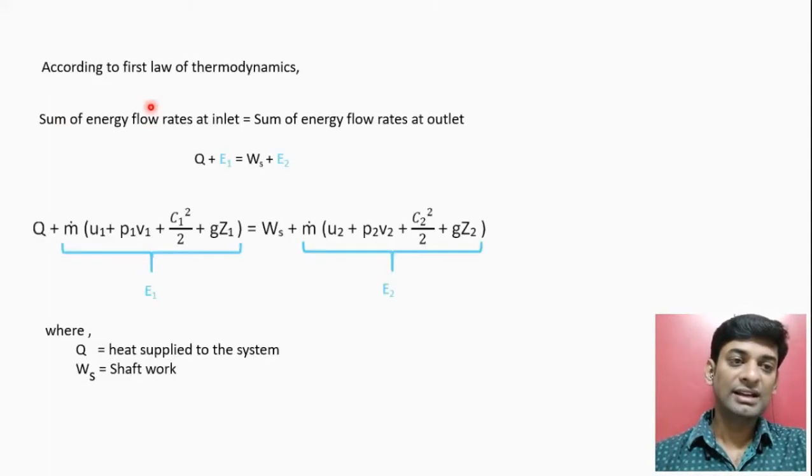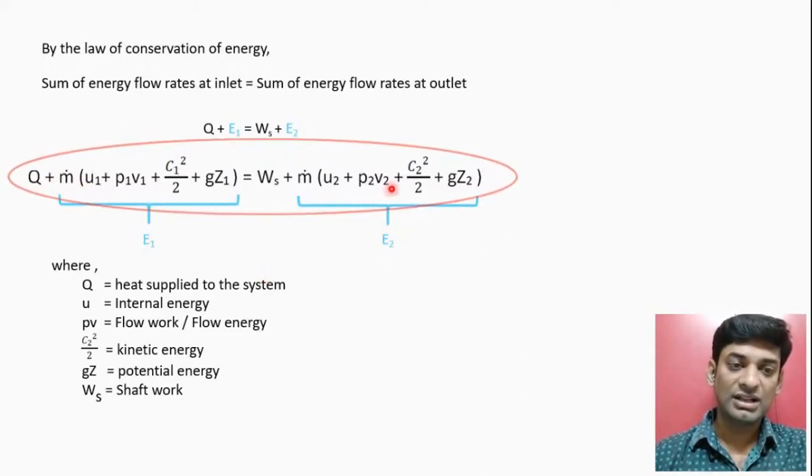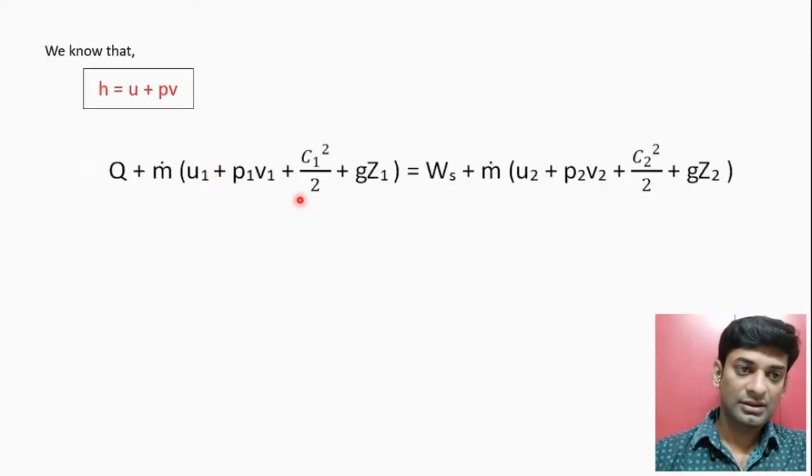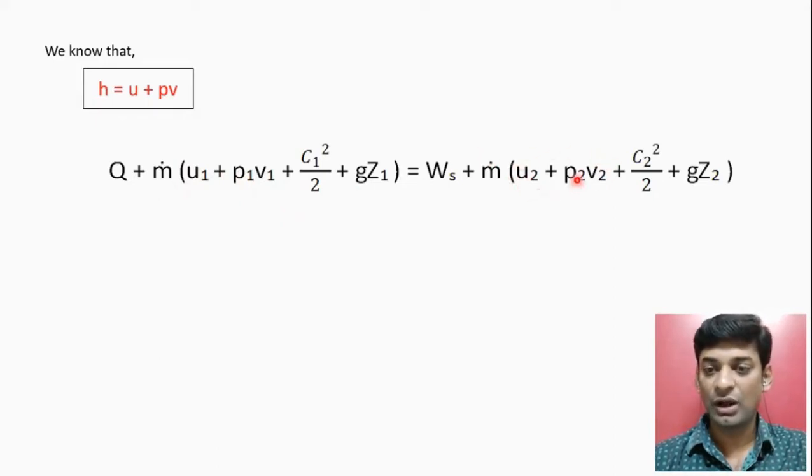In the previous slide, I have shown you the basic steady flow energy equation. We have discussed this. Now I am going to explain it to you in detail. Listen. This U1 plus P1 V1 is nothing but enthalpy at inlet section. So this term can be replaced with H1. Similarly, at output section, U2 plus P2 V2 is nothing but enthalpy at output section. This can also be replaced with H2. Listen carefully.